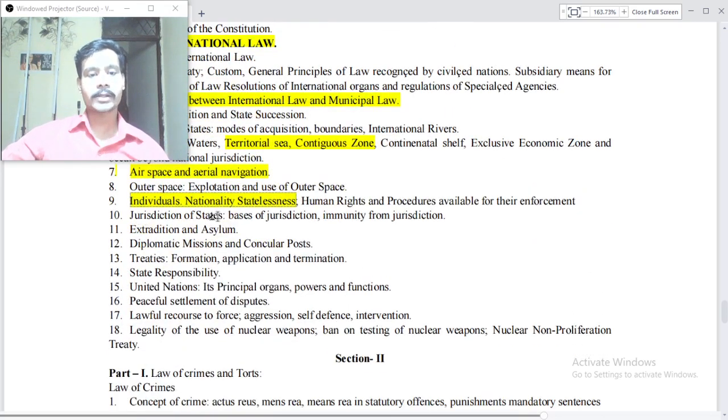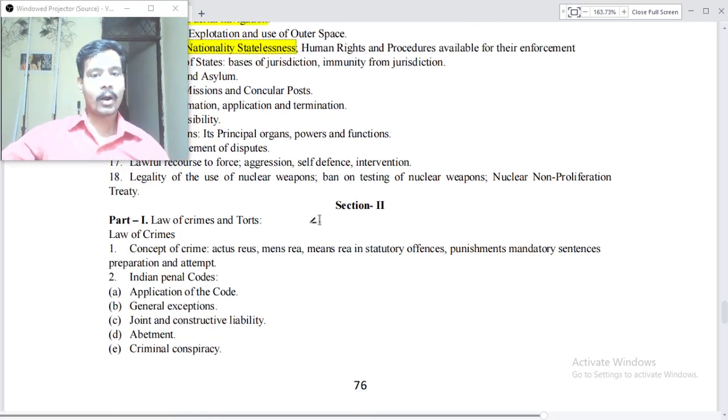jurisdiction of a state, bases of jurisdiction, immunity from jurisdiction, extradition and asylum, diplomatic missions and consular posts, treaties, formation, application and termination, state responsibility, United Nations, its principal organs, powers and functions, peaceful settlement of disputes, lawful use of force, aggression, self-defense, intervention, legality of the use of nuclear weapons, ban on testing of nuclear weapons, Nuclear Non-Proliferation Treaty. Now Section 2, law of crimes and torts.